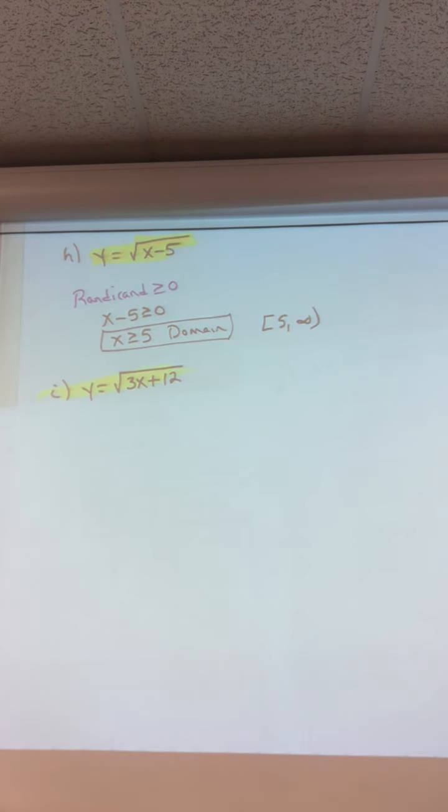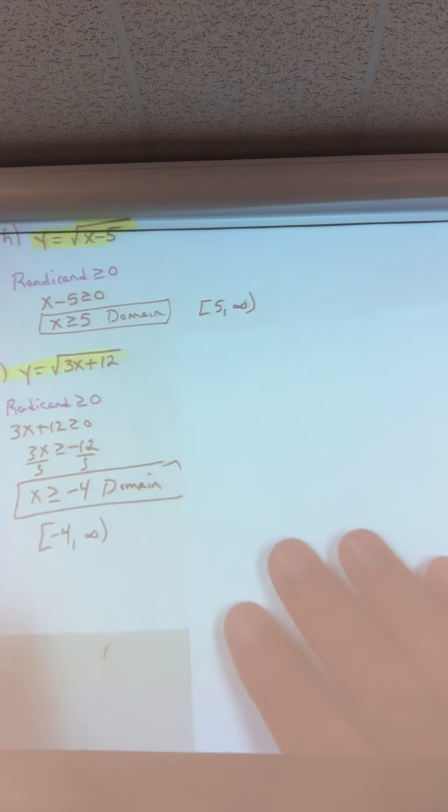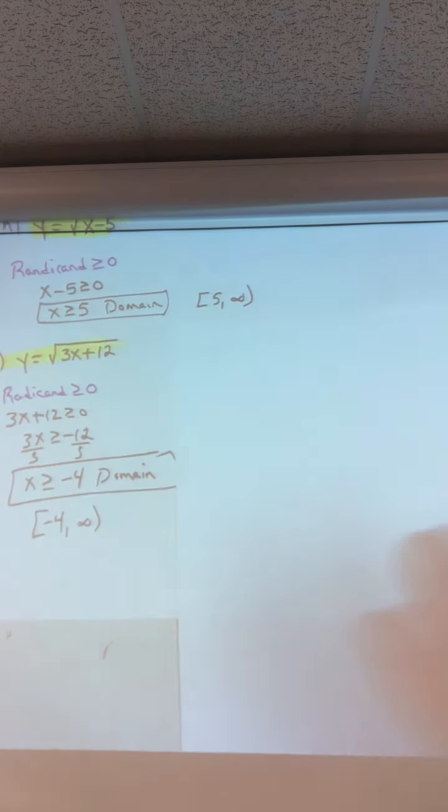All right, the next one works the same way, so I'm going to hurriedly go through this. You take what's under the radicand, set it greater than or equal to 0. When you do, subtract 12 from both sides and divide by 3. And when you do, that's your domain. So that one's exactly like the one above it.